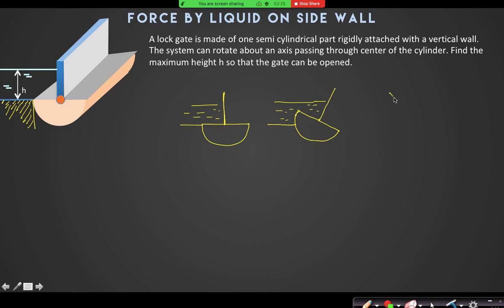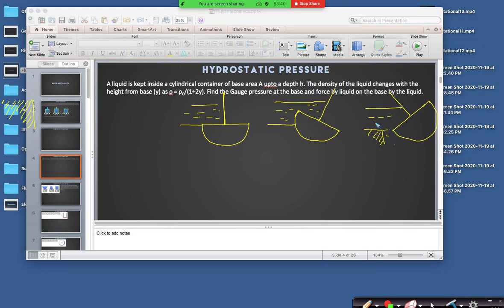But if it rotates anti-clockwise, then you can see that this part is fixed. That cannot move. So now the water will come out from here. So that method can also be used.